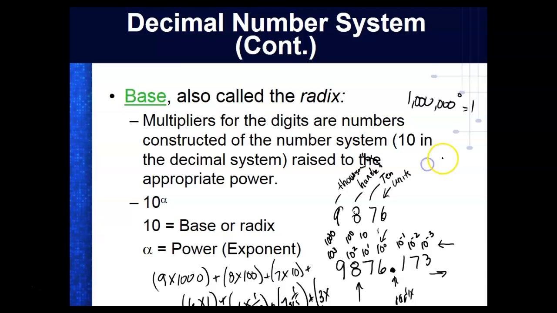100th. My brain went dead for a second. I said, that ain't right, Rich. Because we're doing decimals over here. So this would be 7 times 1/100th. And then plus 3 times 1/1000th. But like I said, we look at this number and we see it. We know this is 9,876.173. And we don't even hardly think about what that is.